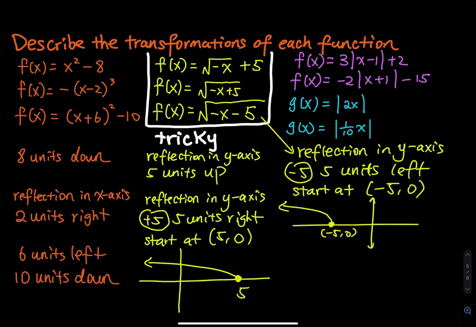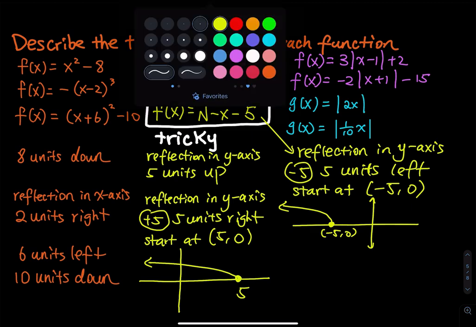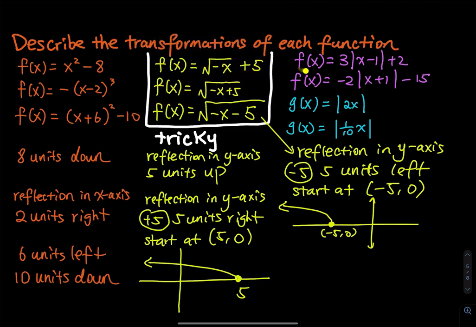Okay, so moving on to the next problem, we have f of x equals 3 times the absolute value of x minus 1, plus 2. So clearly the 2 is 2 units up.